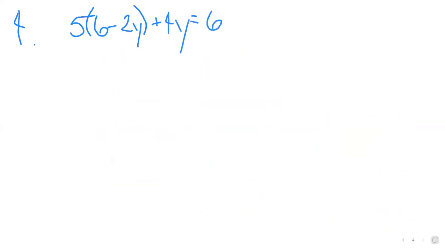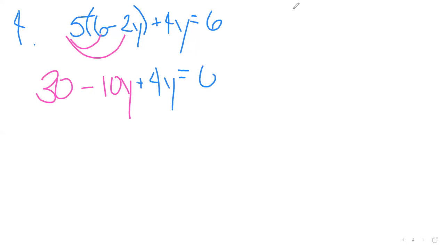For our fourth problem, we have 5 times the group 6 minus 2y plus 4y equals 6. Since we have a group of items here, it's best to distribute throughout that group. So 5 times 6 and 5 times negative 2y. Let's look at what that gives us. 5 times 6 would be 30. 5 times minus 2y can be minus or negative 10y. And then we'll bring everything else down, plus 4y, and then equals 6.